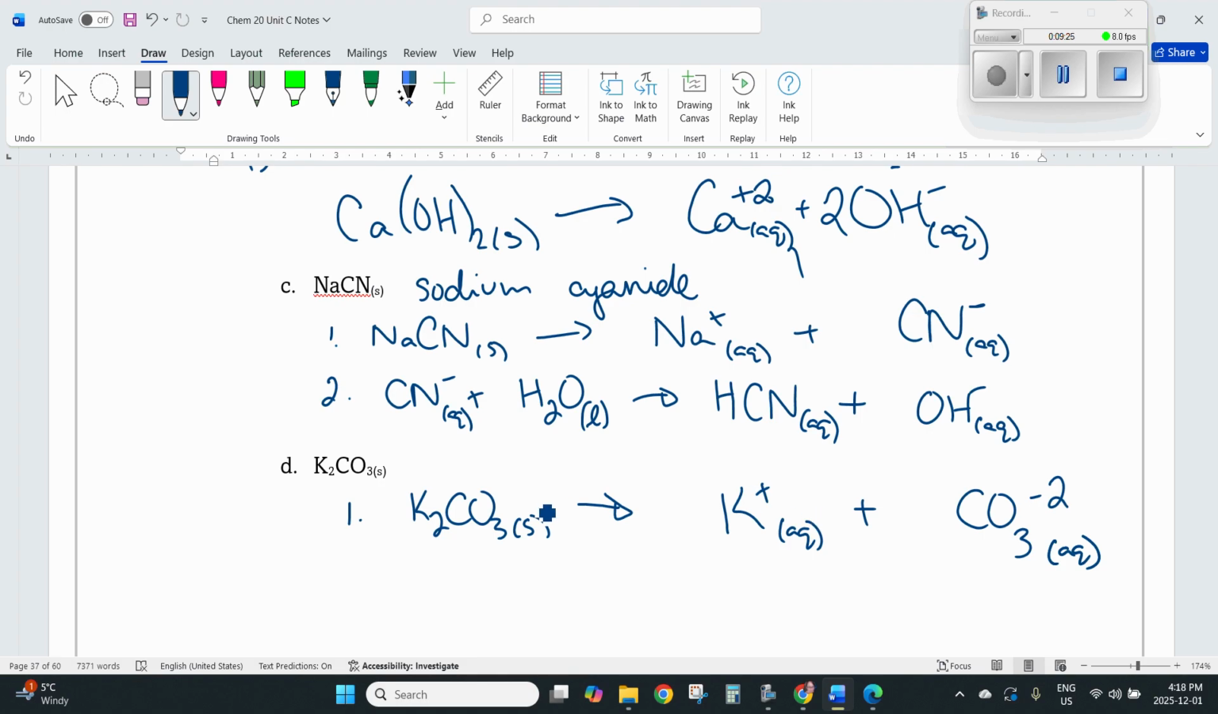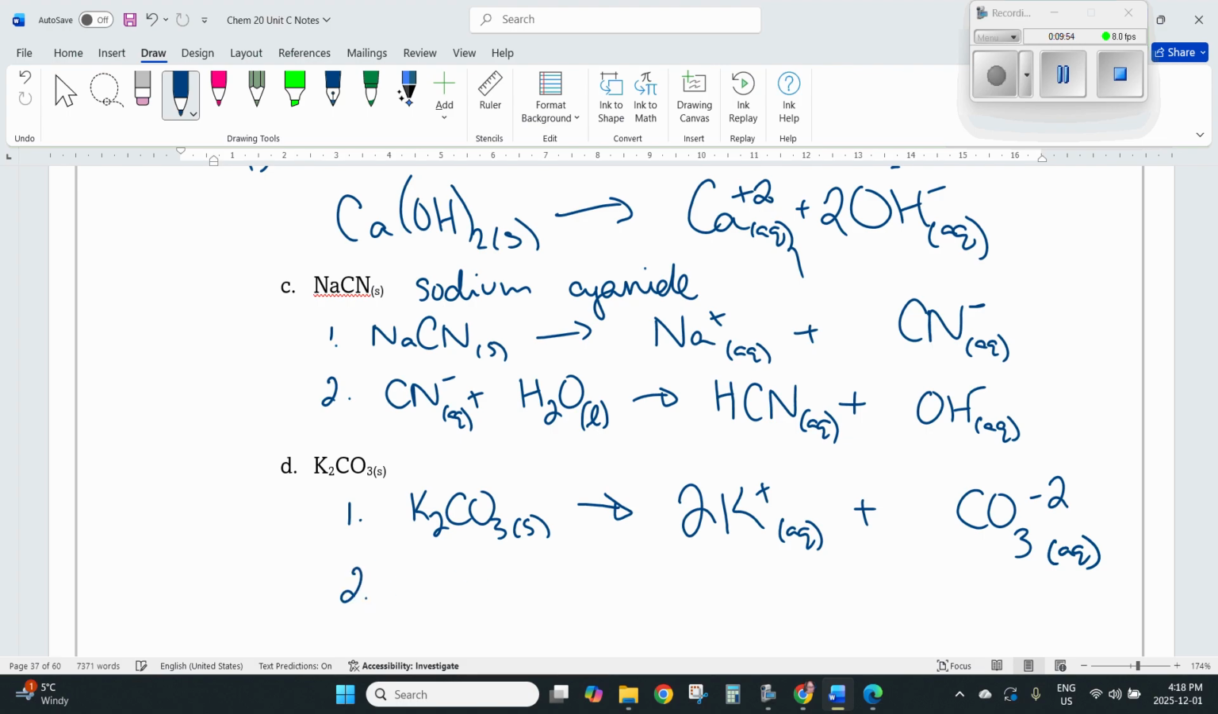Now balance out your charges. You have a 0 charge on this side, you have a -2 here and a +1 here, so I need 2 of these to balance out the 0 charge. Now I have 2 potassiums on the reactant side, 1 carbon, 3 oxygen, 1 carbon, 3 oxygen. So now I'm balanced. Now I look at my products. Of my anion, is there an H? No. So therefore it's acting like a base.